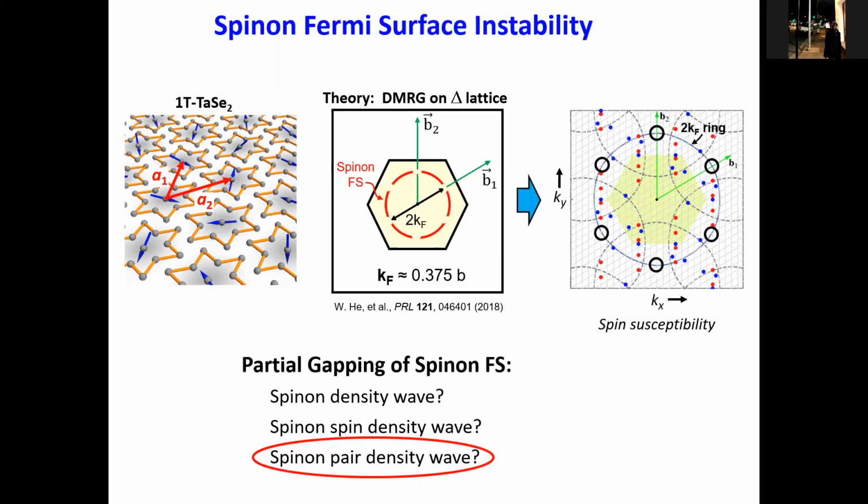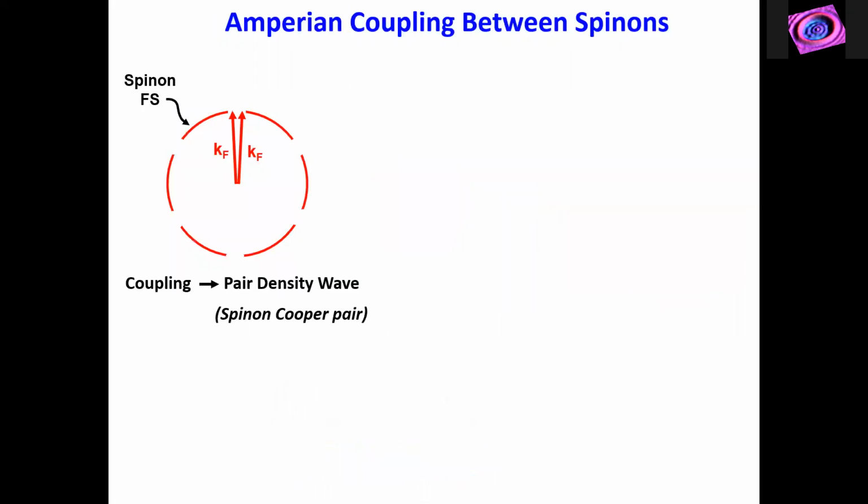Thank you. Okay, so what we think is causing the partial gapping of the Fermi surface is a spinon pair density wave. So what is a pair density wave? A pair density wave is basically just a Cooper pair that has finite momentum. Here we're talking about spinons, so it's a spinon Cooper pair with finite momentum. And so the idea is that if I have two spinons here at the Fermi wave vector, and they attract each other and gap out and form a Cooper pair, then you lose the Fermi surface in that region and you gain a pair density wave, a finite momentum Cooper pair.